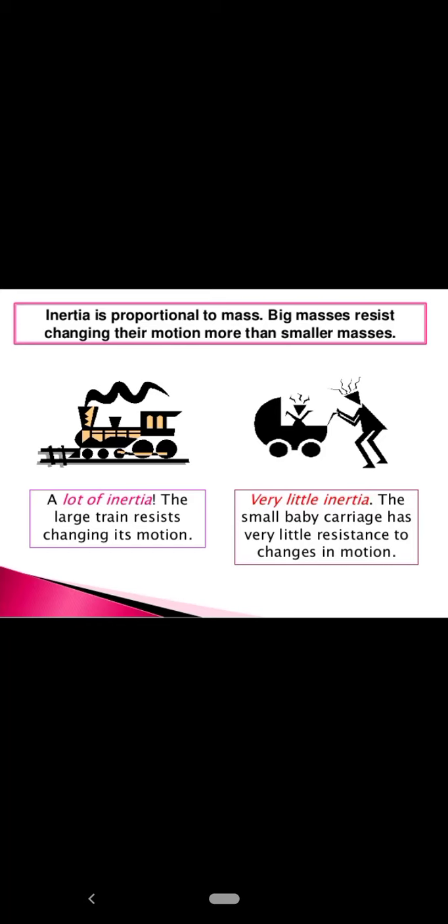A lot of inertia, the large train resists changing its motion. So for heavy objects, we can consider the example of a train, and for a light object we can consider the example of a stroller which has very little inertia. The small baby carriage has very little resistance to change in motion.